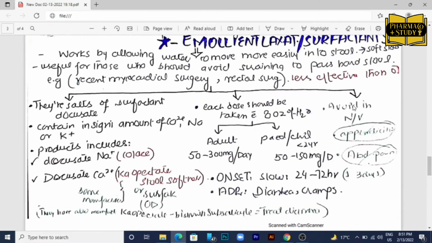These are the source of the surfactant docusate. They contain an insignificant amount of calcium, sodium, or potassium. The products include docusate sodium, which comes under the brand name Colace, and docusate calcium, which comes under the brand name Surfak.